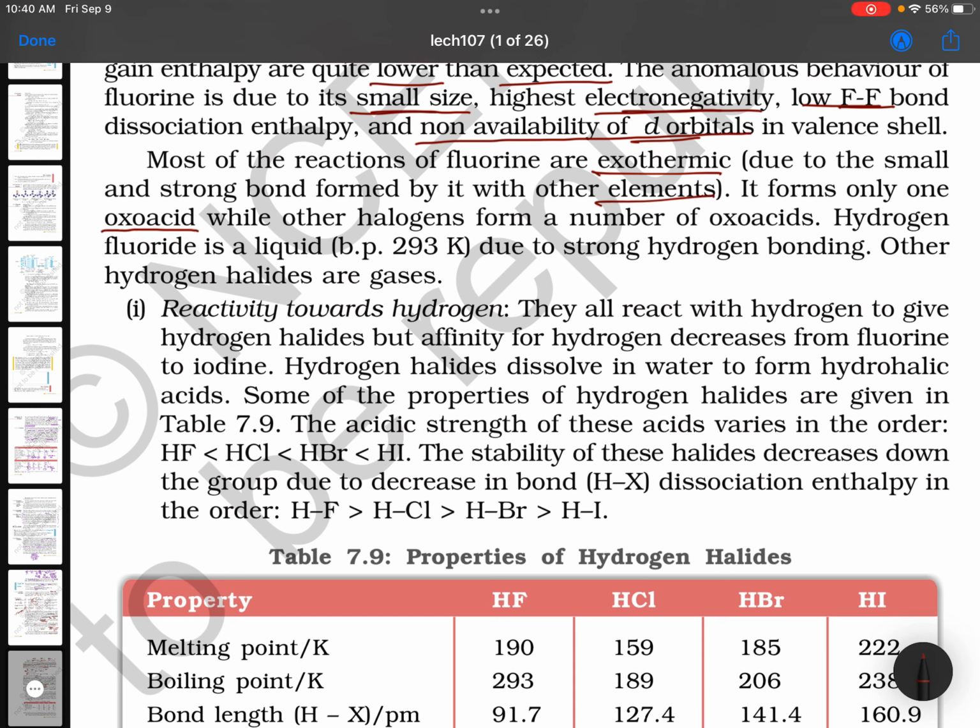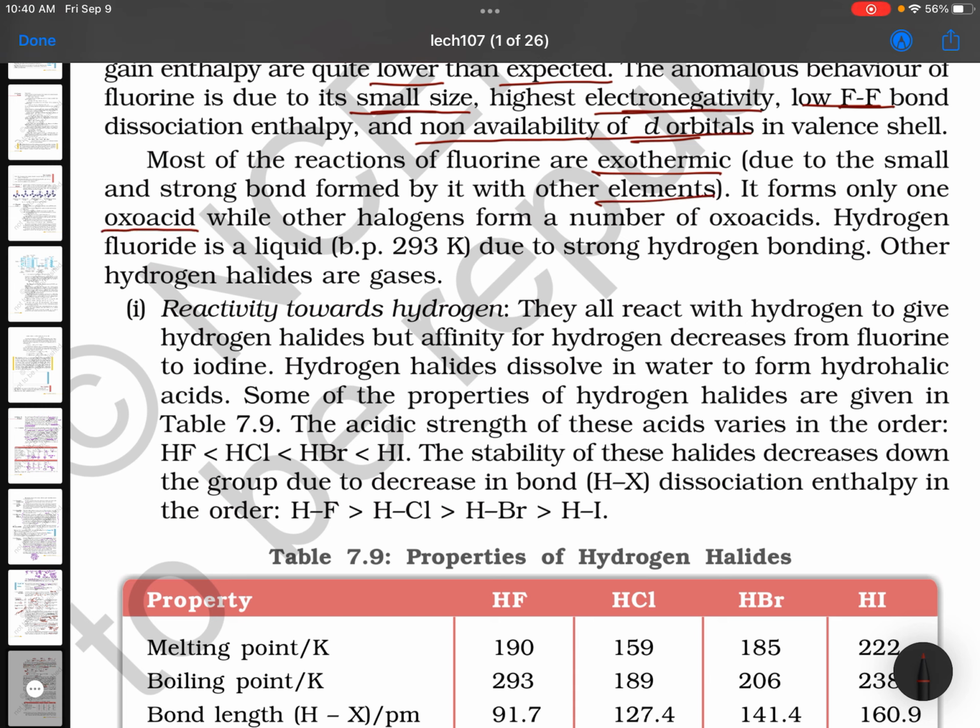When they react with hydrogen, they form compounds like HF, HCl, HBr, HI. If you see this table, it will be easy. See, the HF melting point should be less, but it is higher only because of hydrogen bonding. The boiling point of HF should be less, but it is highest because of hydrogen bonding. Bond length increases down the group, a regular trend. Dissociation energy means stability decreases down the group, a regular trend.